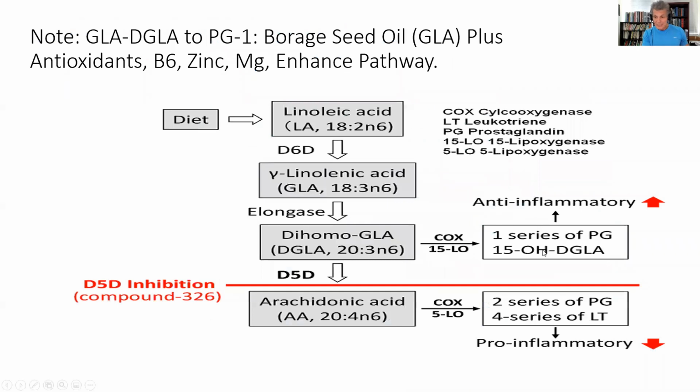So if we just talk about that prostaglandin series 1 for a moment, this is the delta 6 desaturase enzyme. As we get older, it becomes more sluggish. And so giving people gamma-linolenic acid from borage seed oil in just this one step down to elongase makes it very easy to make more prostaglandin series 1, provided, as you'll see from the research, you're giving people higher doses of antioxidants like vitamin C and E, along with B6 and zinc and magnesium.